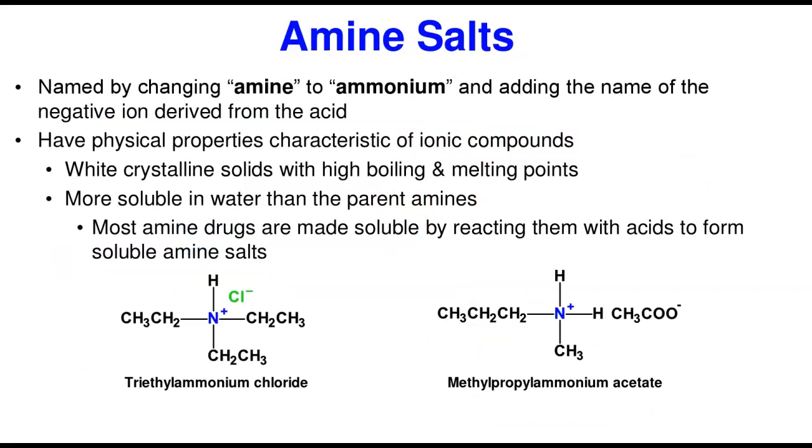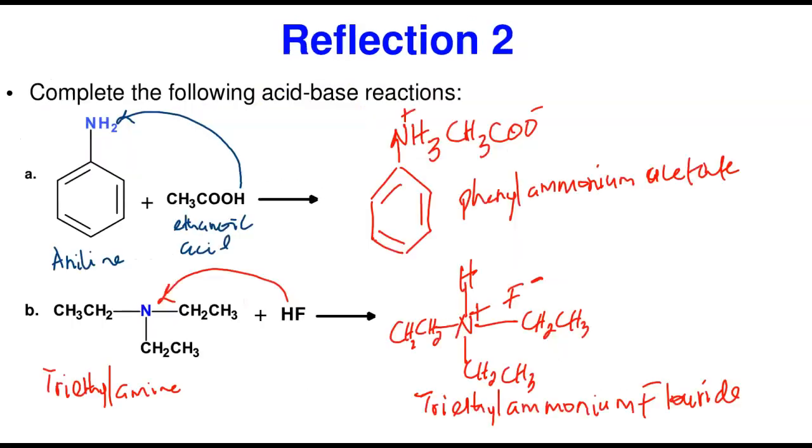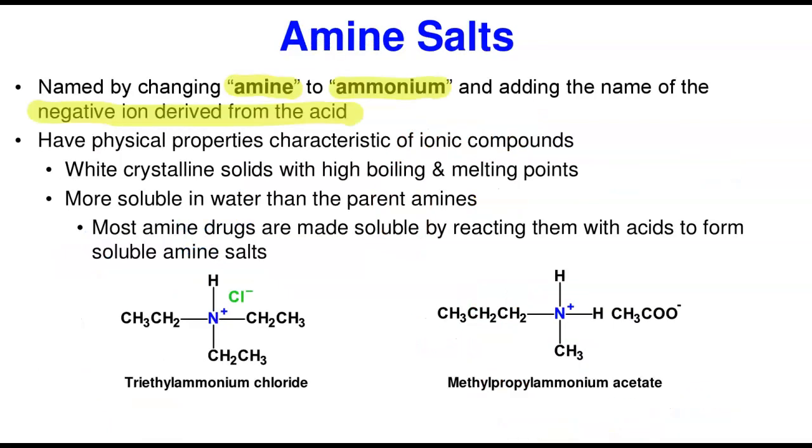So how do we actually name amine salt? I've already named them here, but let me put this forward. They are named by changing the name amine to ammonium. That's all you do. You put the alkyl group, you put ammonium, and then you add the name of the negative ion that is derived from the acid. Like we did here, this is triethylamine, so I now put triethylammonium. That's all I changed, and put the name of this fluoride ion here. So triethylammonium. That's exactly how you name this.